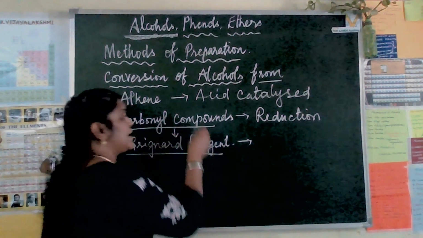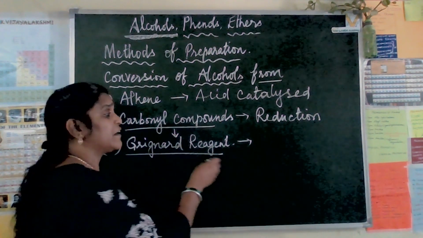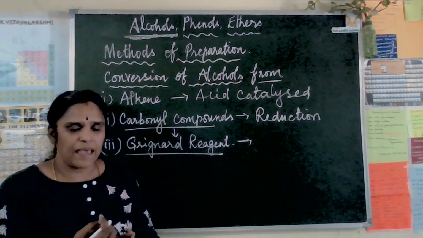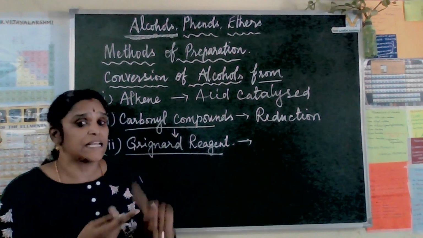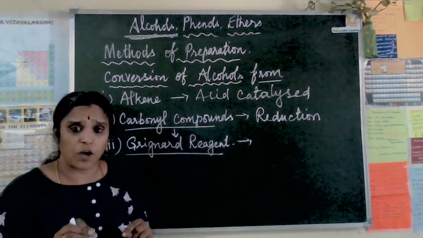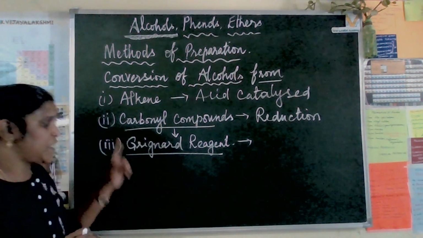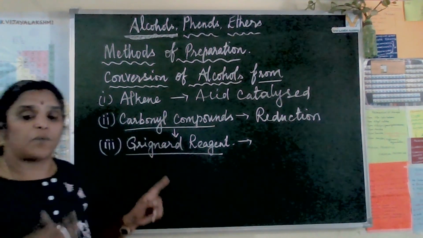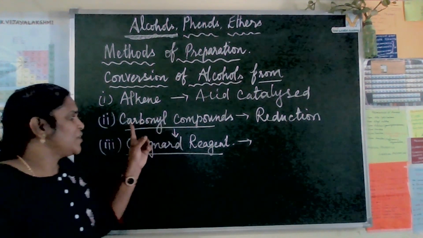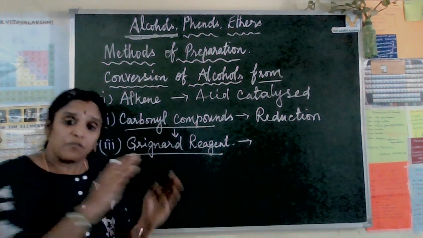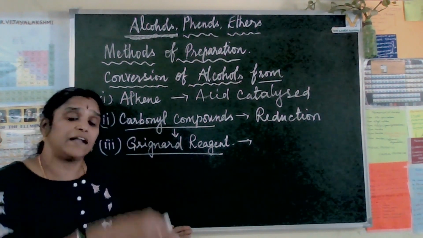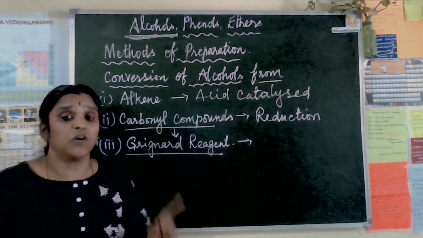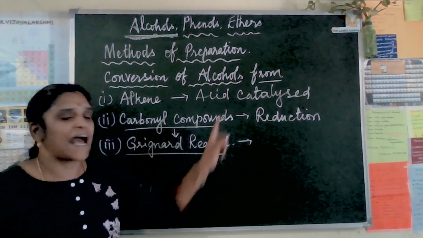And the Grignard reagent: you are using the Grignard reagent with carbonyl compounds. What are the carbonyl compounds? Aldehydes, ketones, carboxylic acid, ester, ether, all those things I mentioned are carbonyl compounds. The same way here, you are using the Grignard reagent along with carbonyl compounds, and you are getting alcohol. Carbonyl compounds go under a reduction process, and you are getting alcohol. The same way alkene is converted into alcohol by acid catalyzed.